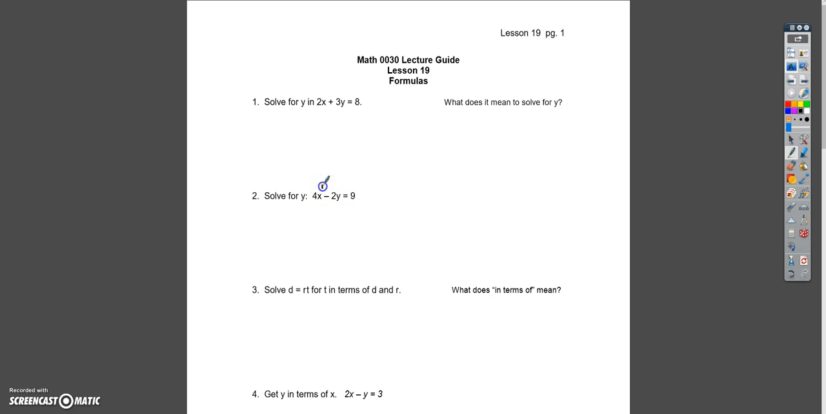That's solve for y. So we want to get y by itself. Now, it's much easier if y is positive. So I'm going to add 2y here and add 2y over here. So that leaves me with 4x on this side, equal sign 9, plus 2y. But I'm still trying to get y by itself. So I'm going to subtract 9. So that gives me 4x minus 9 equals, that went away, 2y.